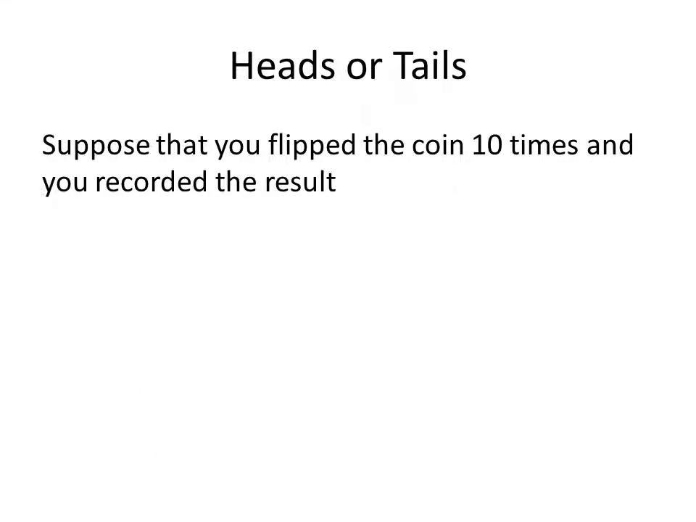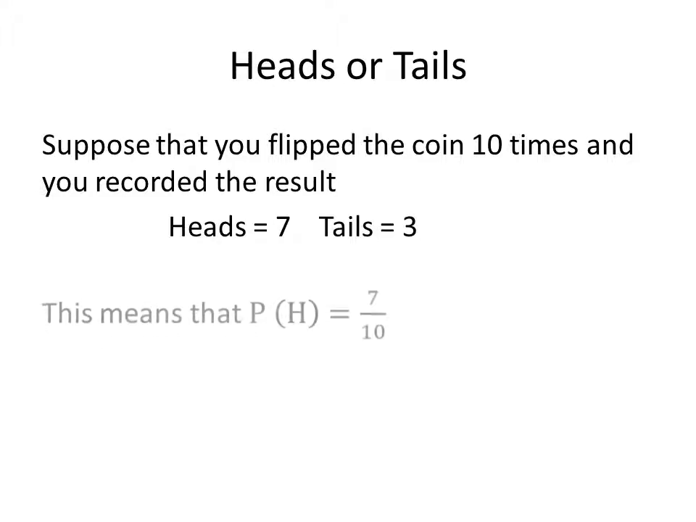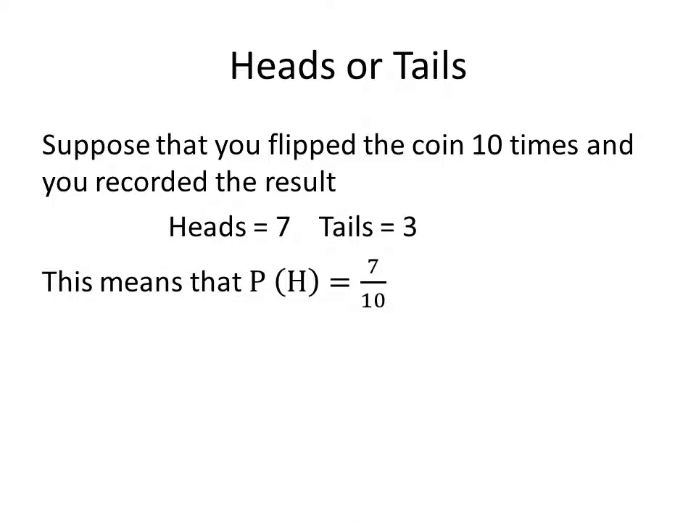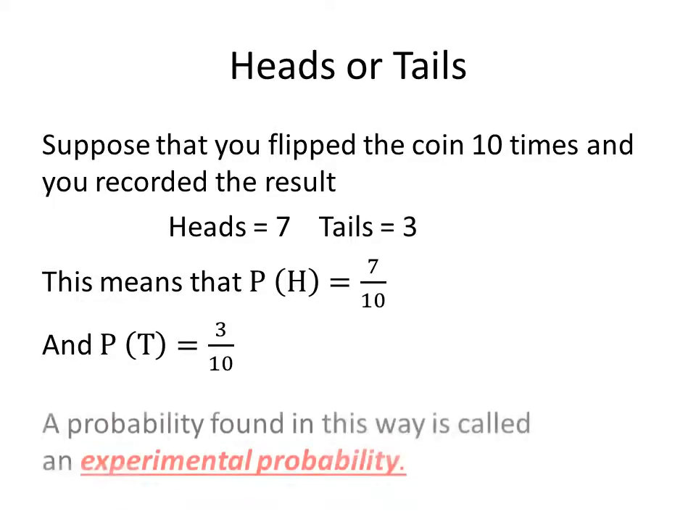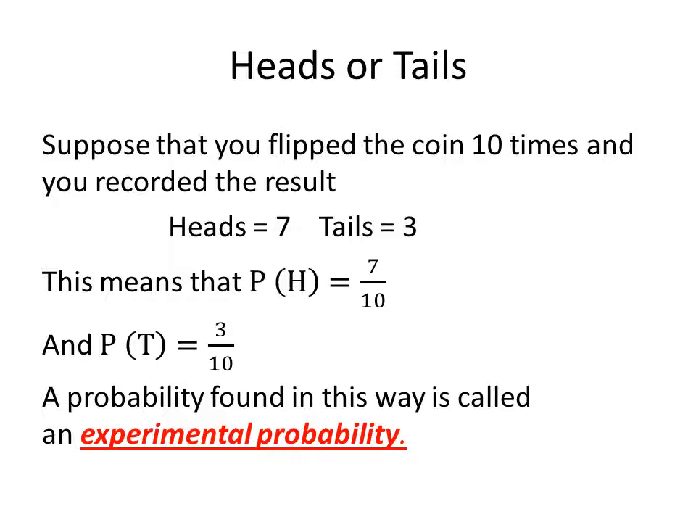Suppose now you flip the coin 10 times and you record the result. You got heads 7 times and tails 3 times. So the probability of getting heads here will be 7 out of 10. Why not half? Because you are depending on your experiment, and you did the experiment 10 times. So it will be 7 out of the 10 times that you flipped your coin. And the probability of getting tails, of course, will be 3 out of 10. A probability found in this way is called the experimental probability because you are depending on the experiment.